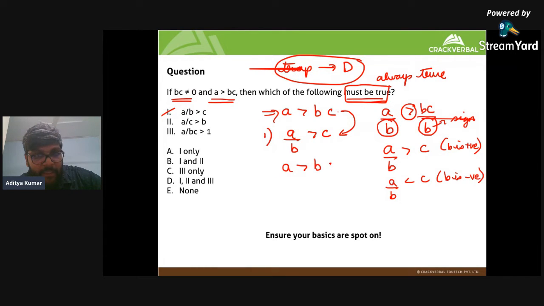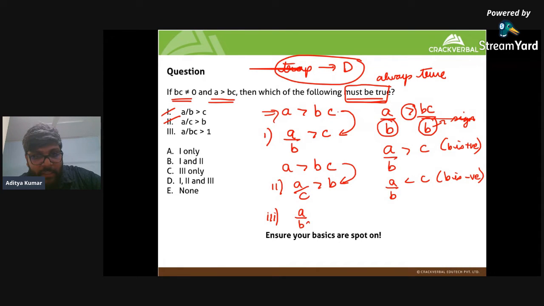A is greater than BC. So the second statement gives me A by C is greater than B. The only way I can go from this equation to this equation is divide both sides by C. But since I don't know what the sign of C is, it can be positive or negative. I'll have to either keep the inequality sign the same or flip it. So A by C can be greater than B, but A by C can also be less than B. So it's not going to be always true. Out goes second. And the third one is also pretty straightforward.